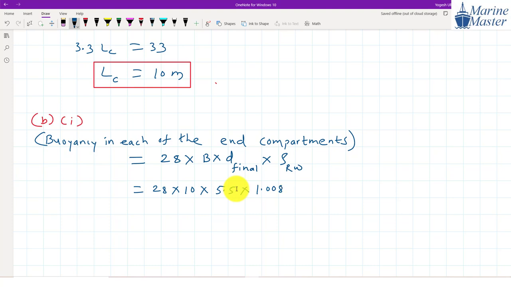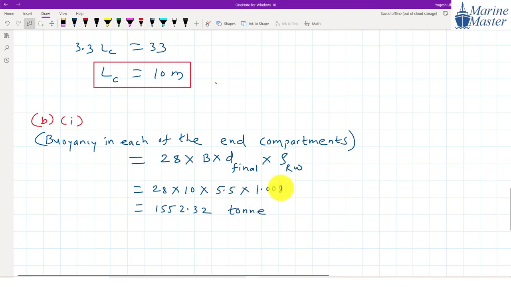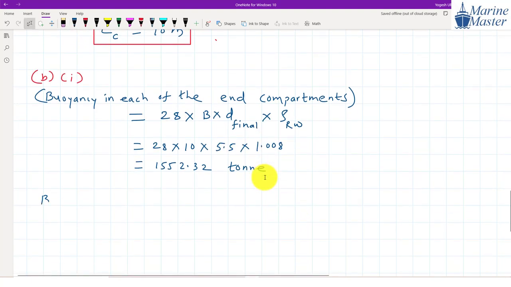So buoyancy in each of the end compartments, guys. How much buoyancy in each of the end compartments? Tell me. 1552.32 ton. Okay, this is the buoyancy in each of the end compartments.